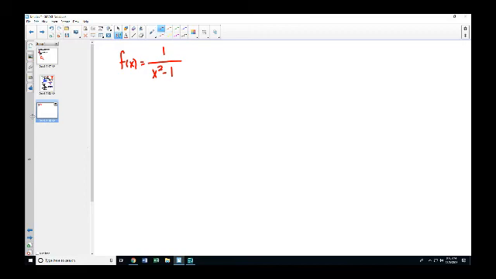Again, it's rational, so you're automatically thinking I probably have some asymptotes, right? Where are they? Okay, so x equals 1 is what? That's where this is undefined.